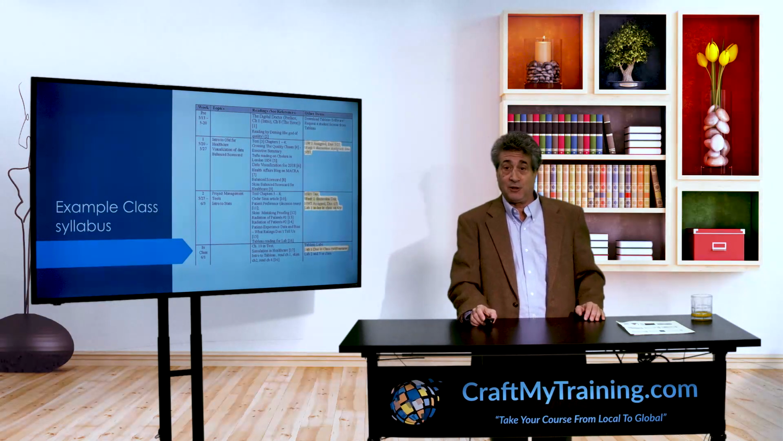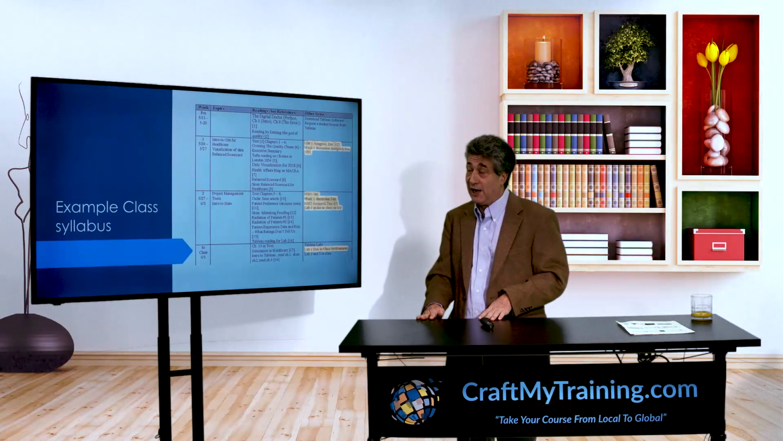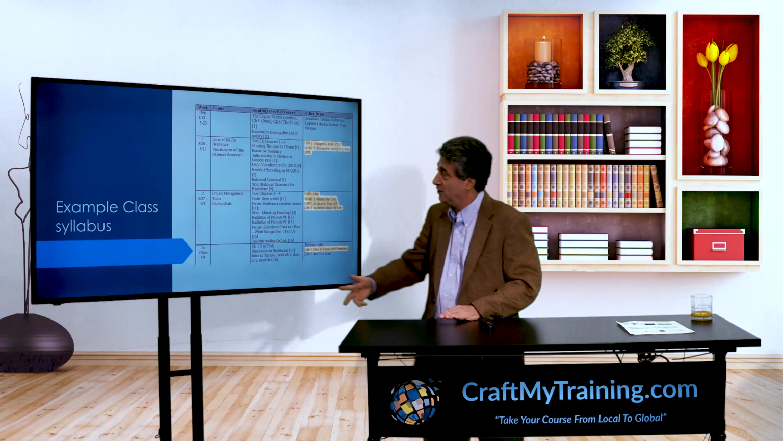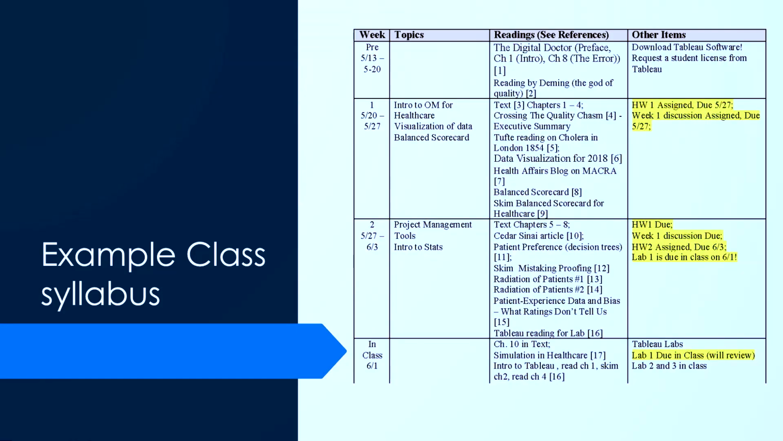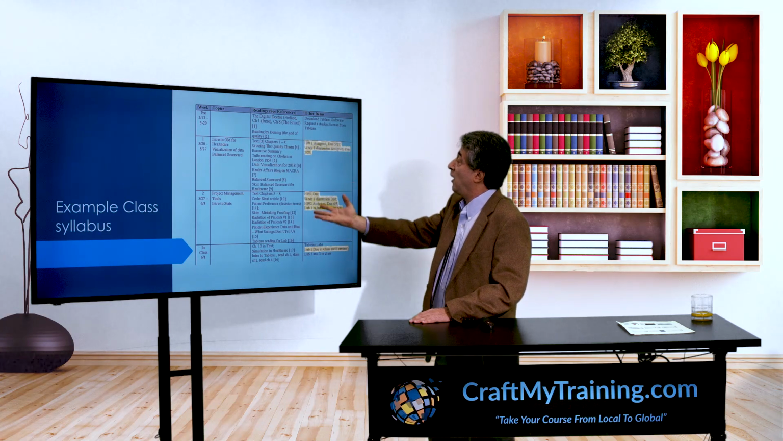Now, this is an example of a syllabus that I use for my students. And this is a 4-week class, and this is the first 2 weeks of the class plus the in-class session. Now, what I typically do is I have the topics, and then I have the readings, and for each reading I have a reference, and you can see I've got the reference numbers. So down below this syllabus is a description of each reading. And I also have what is assigned and what's due.